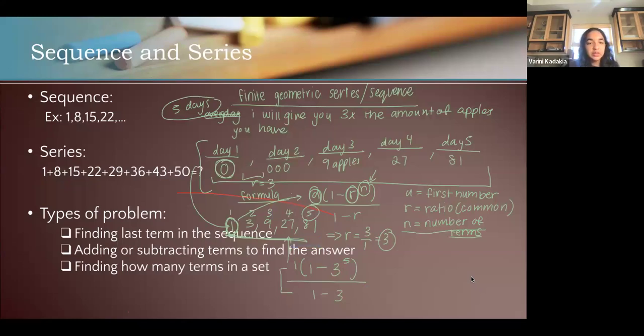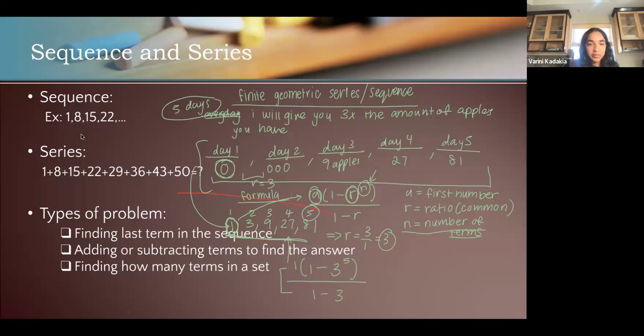Does that make sense? You'd use this formula if you needed to find the sum of a sequence or a series.